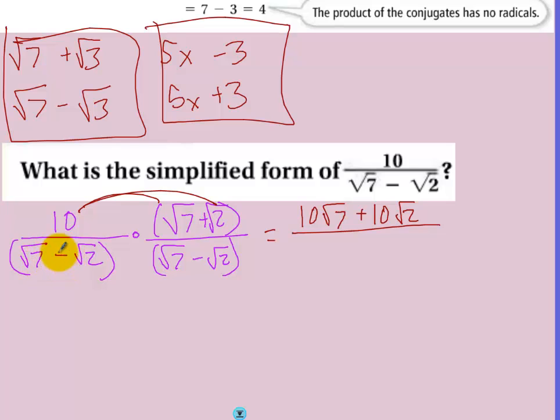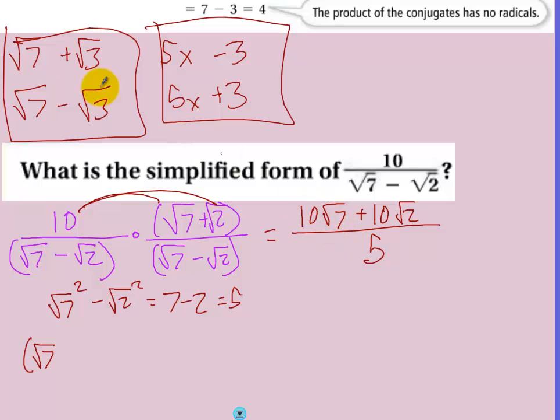Now, if you know the difference of squares formula, you could follow this and say, oh, it's going to be square root of 7 squared minus square root of 2 squared, which will be, the square roots and the squares cancel out, 7 minus 2, which will be 5. If you don't want to do this, you could multiply the binomials with FOIL. But I'm going to skip doing that for now. So it's just going to be 5 on the bottom.